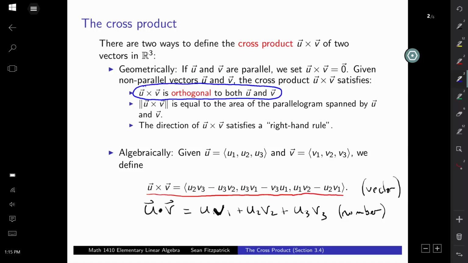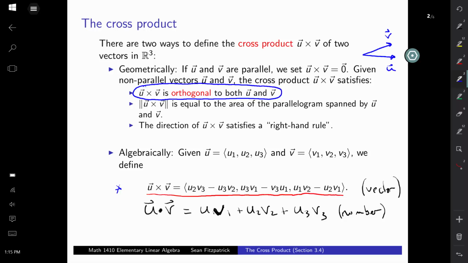This is what you need to know as far as how you determine the direction of the cross product. The vectors u and v that you put in, say here's u, and here is v. Any two vectors like that, as long as they're not parallel. For parallel vectors, you just say the cross product is 0, and we can work out that the cross product of parallel vectors is 0 using this algebraic definition. It's not too hard to see that.